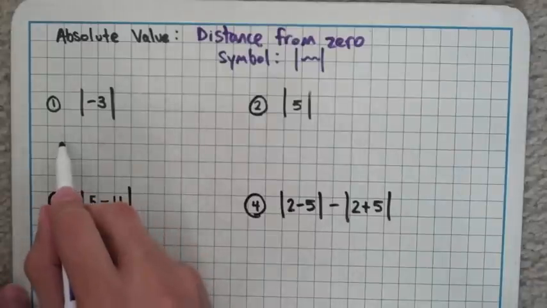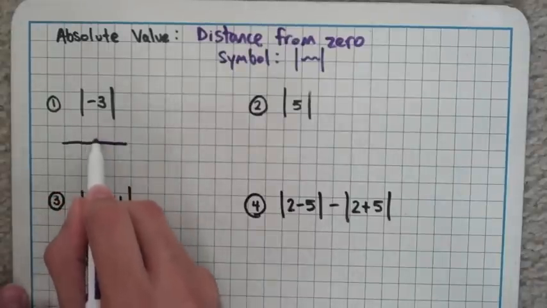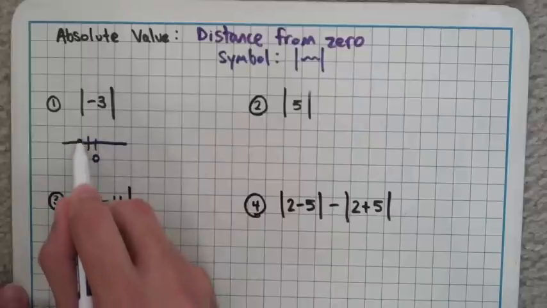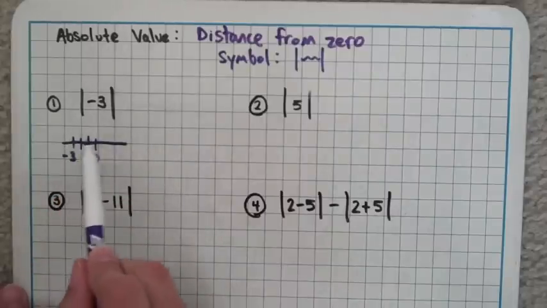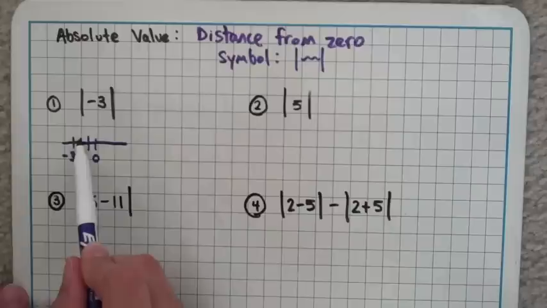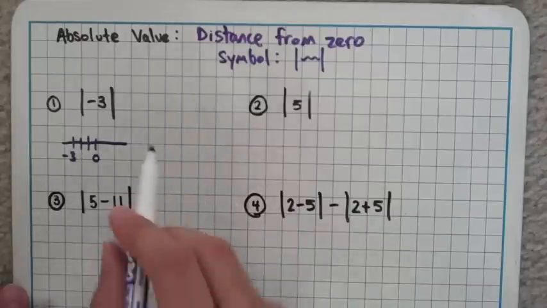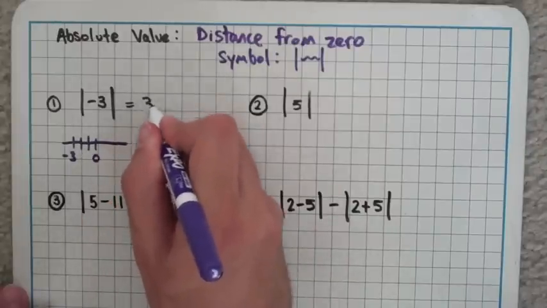I'm sure some of you know how to do this already, but I'm going to sketch a quick number line right here. There's 0, we got -1, -2, -3. We want to know how far away -3 is from 0. Well, 1, 2, 3. It's 3 away. So the absolute value of -3 is 3.